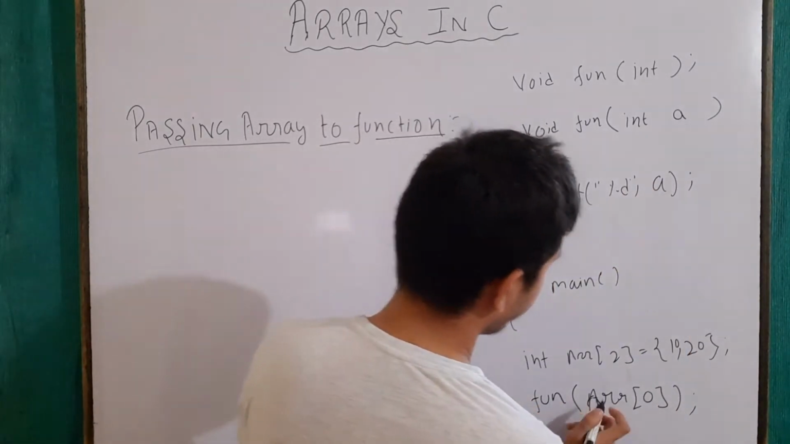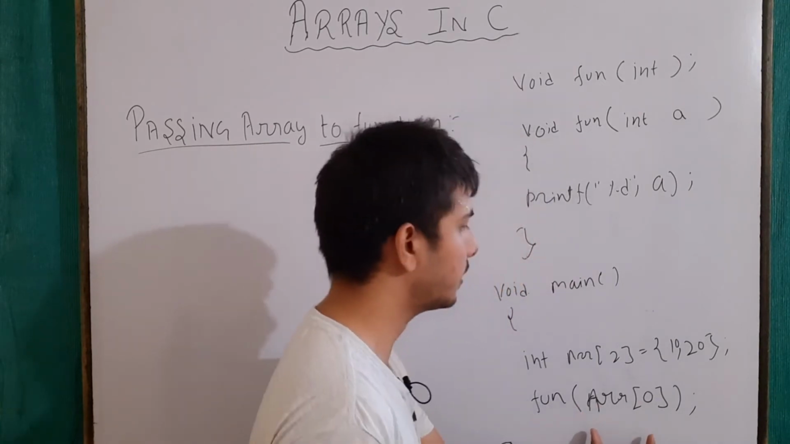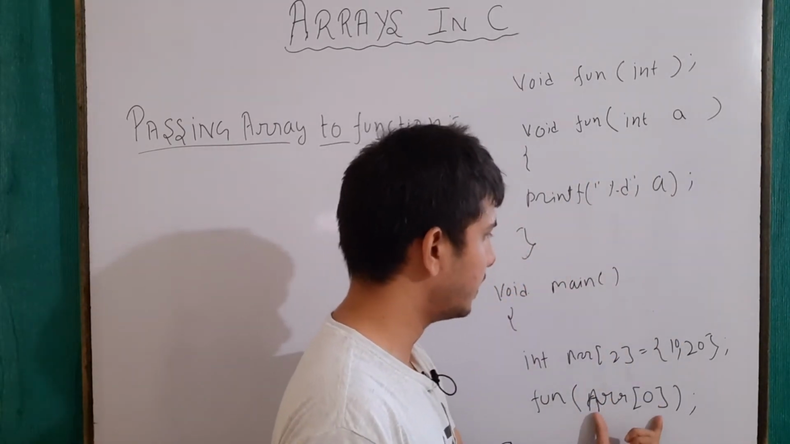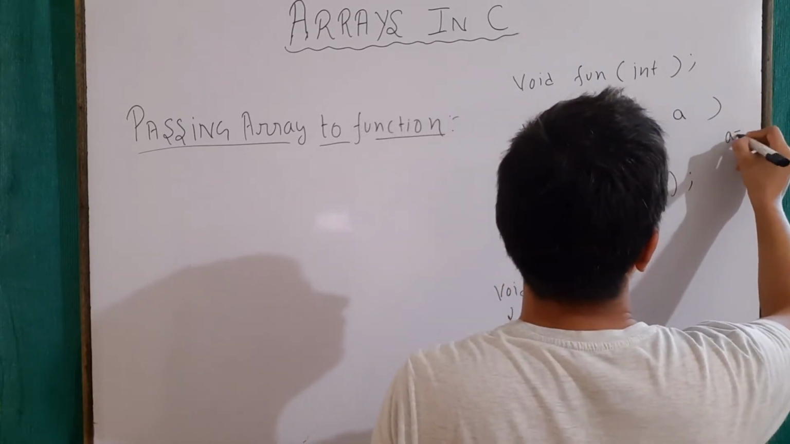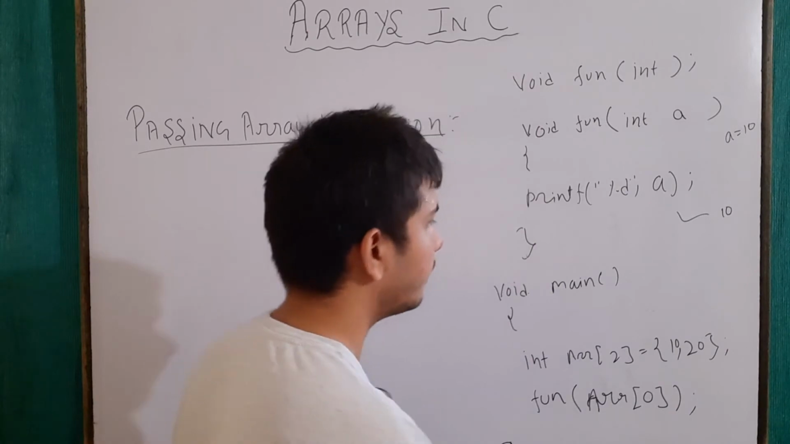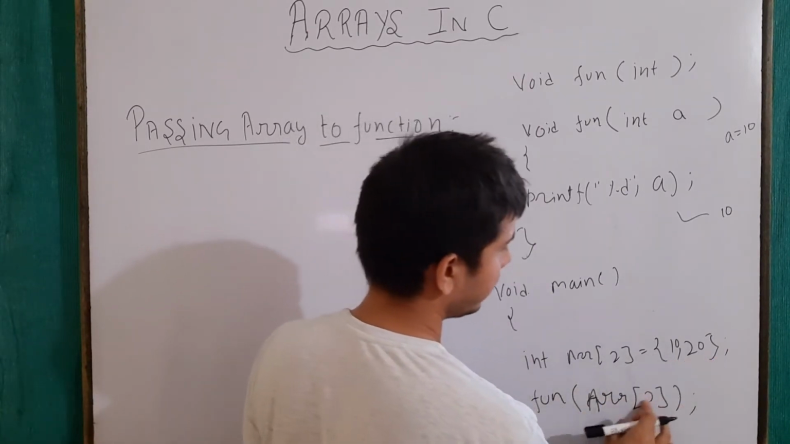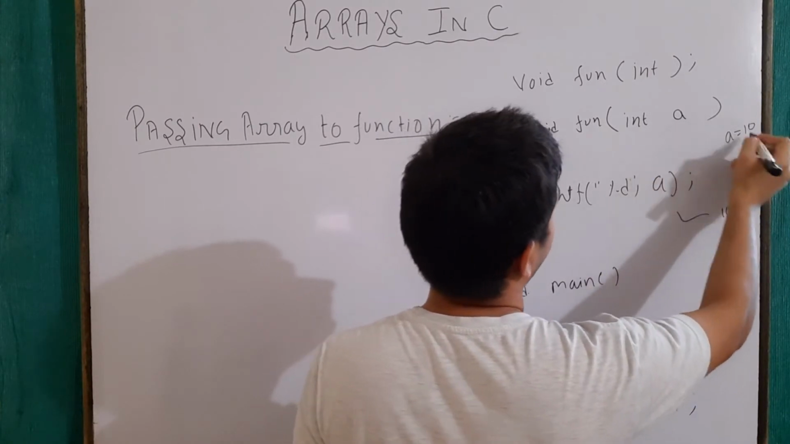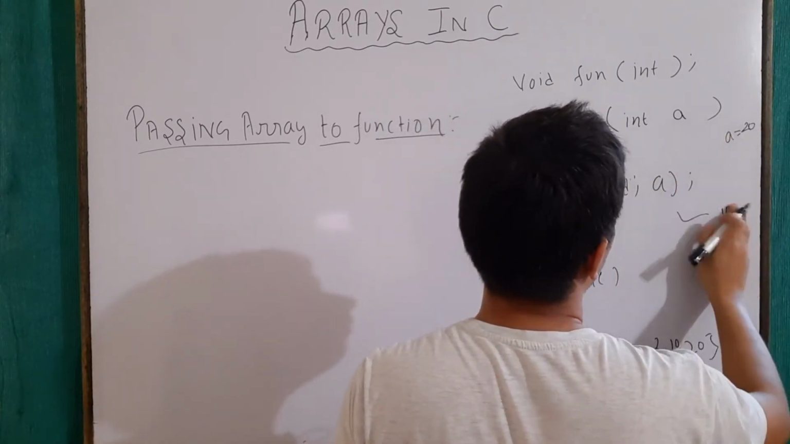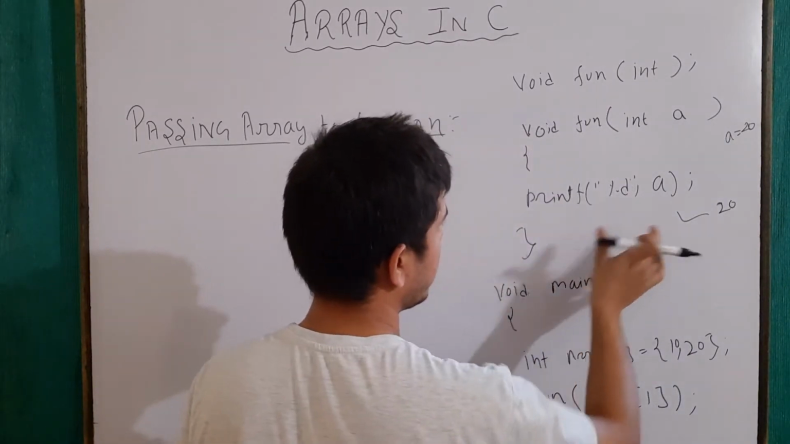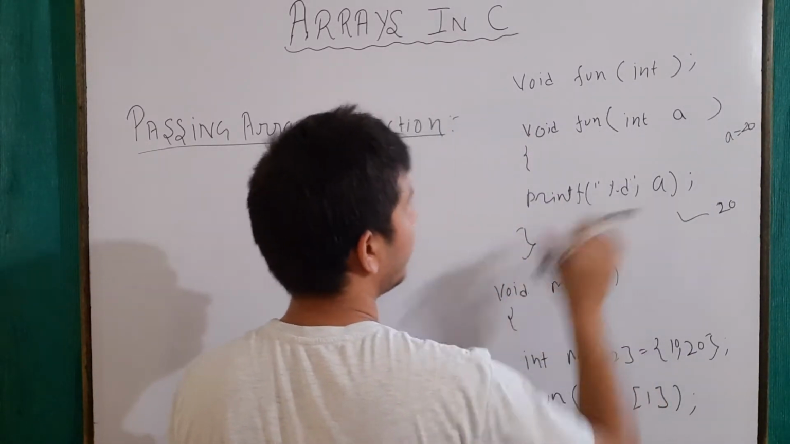See, here I have passed a normal variable. Just like a normal variable, a is assigned the value of array[0]. So now a becomes 10, and our output will be 10, right? And if I want to pass the second element, then I'll write array[1], and then a will become 20, and our output will be 20. Right now the array elements are being passed by call by value.